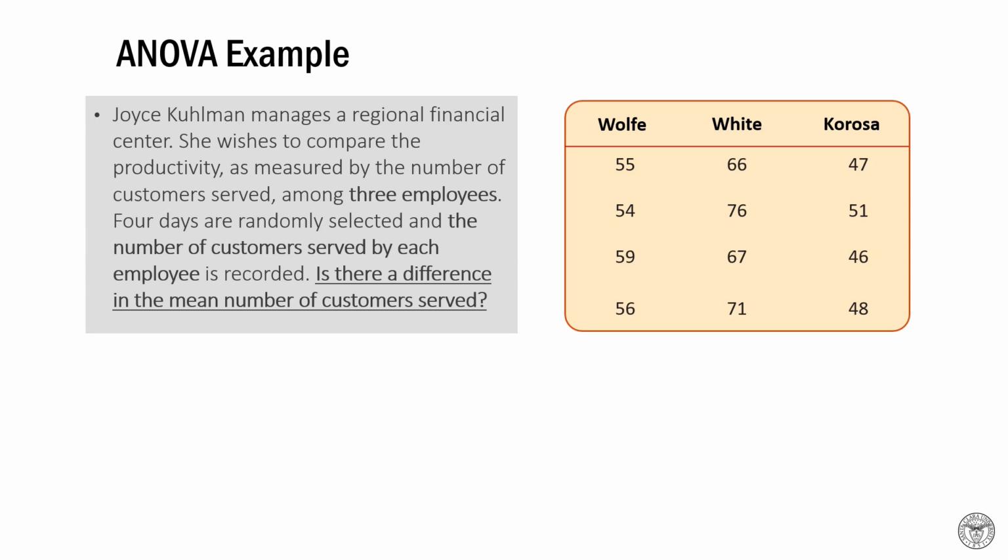In this example, Joyce, who manages a regional financial center, wants to assess and compare the productivity of 3 employees based on the numbers of customers served. To achieve this, she selects 4 days at random and records the number of customers served by each employee. The goal is to determine if there's a significant difference in the mean number of customers served among the employees. The data are shown on the right-hand side.